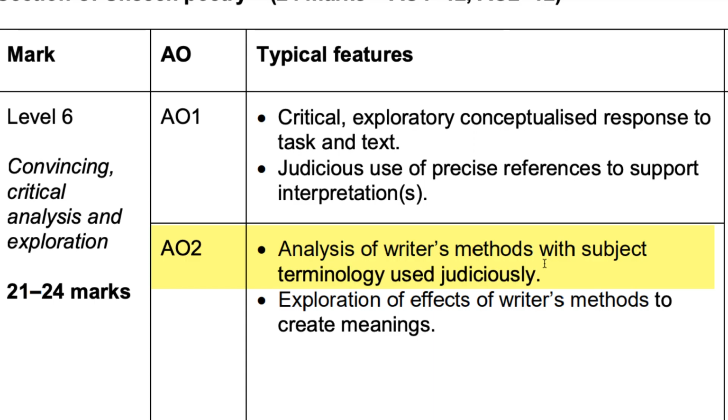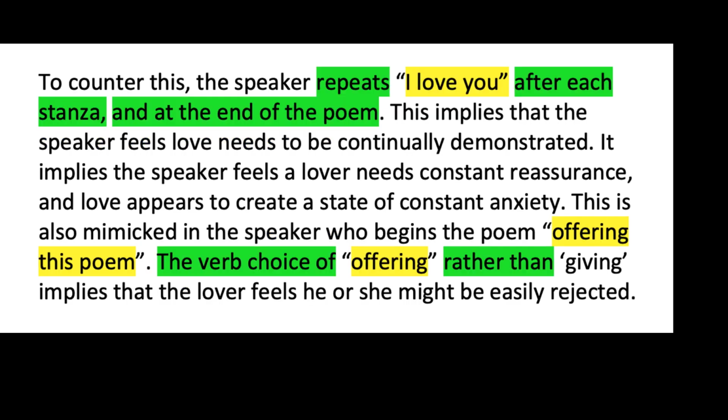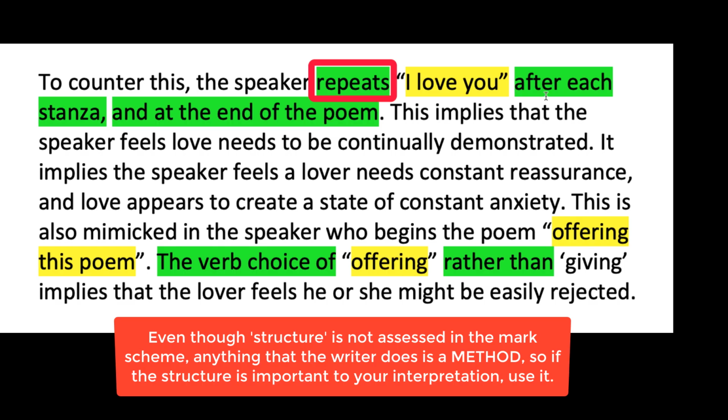There isn't a secret list of words that means methods. What there is are the things that I do or did. And so when we jump into the poem, methods means what is the poet doing? The poet is including a justification. And yes, they're also including a simile and also including a metaphor. If we jump down to the next paragraph, you'll see that the poet is using some repetition and they're doing something structural. They're putting it after each stanza. So methods are not just language features.